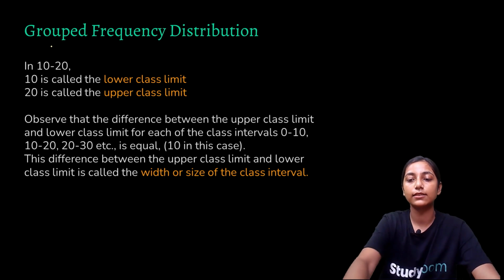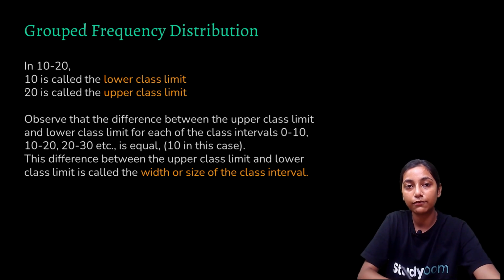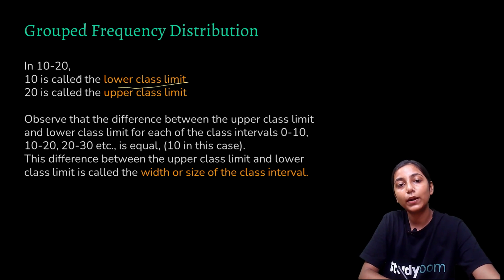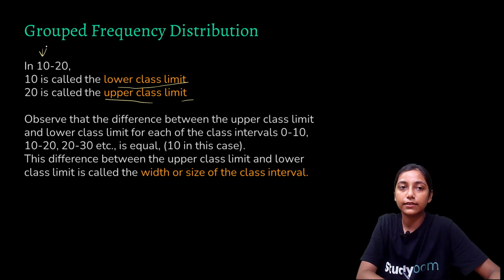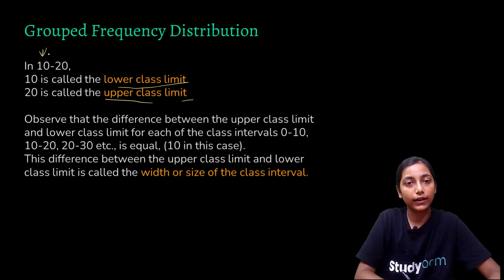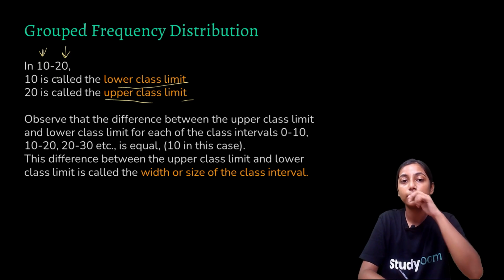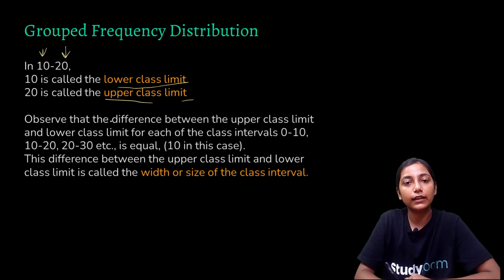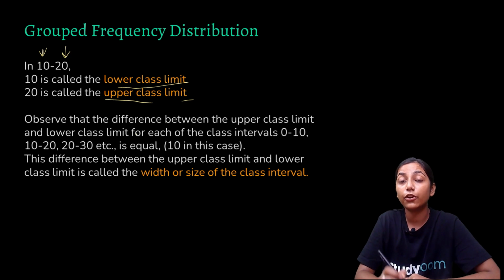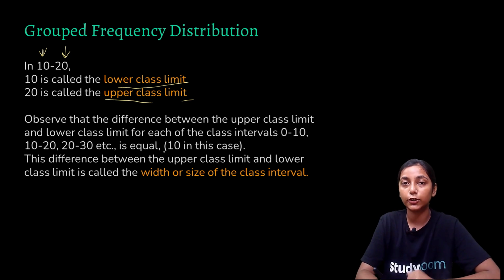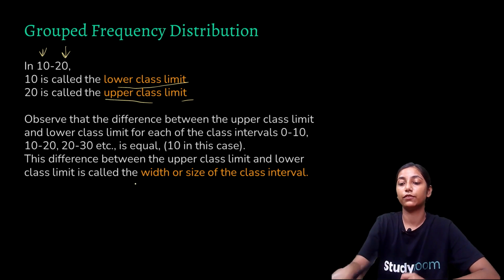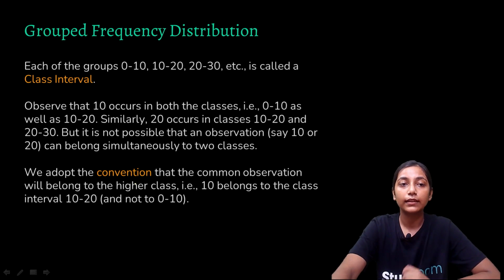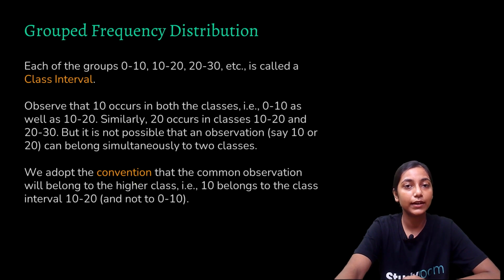Now what more do we need to understand about it is that in this class interval, say 10 to 20, what is 10 called? 10 is known as the lower class limit, while 20 will be known as the upper class limit. So the entry written on the left side is the lower class limit, while the entry on the right side is the upper class limit. Observe that the difference between the upper class limit and lower class limit for each class interval is equal to 10 in this case. This difference between the upper class limit and lower class limit is called the width or the size of the class interval. So these are the class intervals like 0 to 10, 10 to 20, 20 to 30.